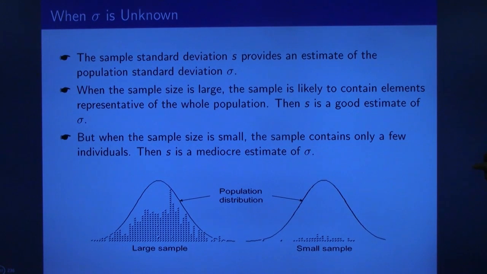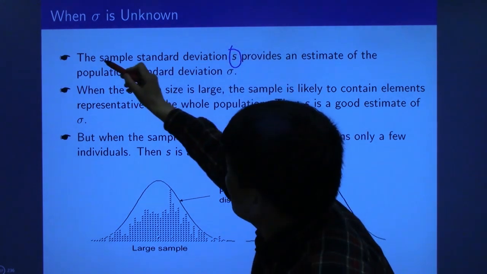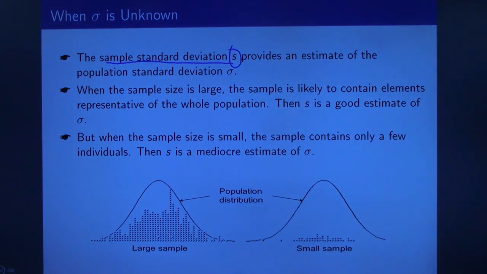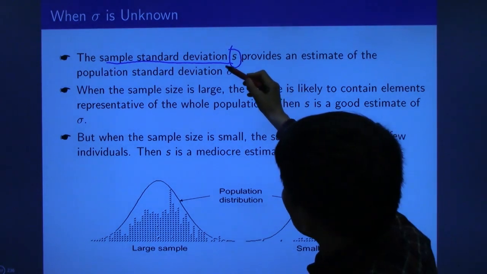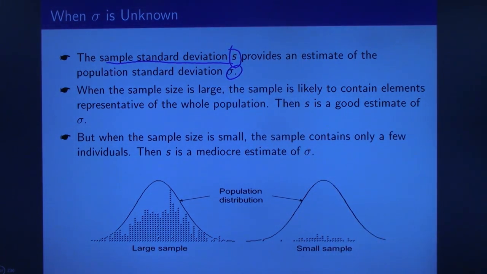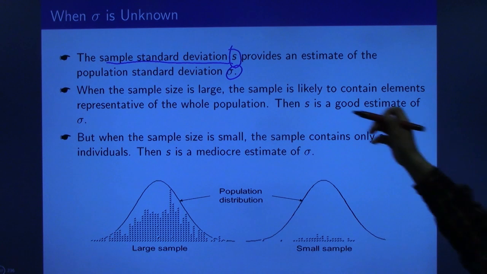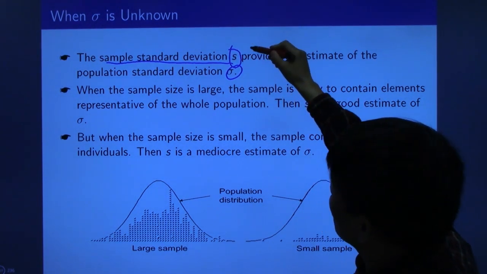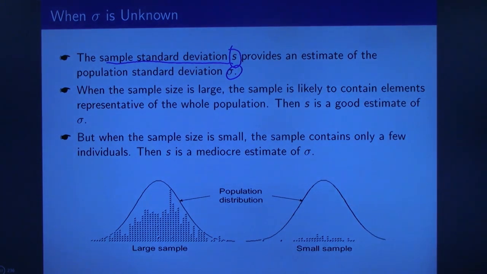When sigma is unknown, meaning the population standard deviation is not known, our method is to use the sample standard deviation to estimate the population standard deviation sigma. Although we don't know the population, we do know the sample. So we can calculate the sample mean, and we can calculate the sample standard deviation. We call this sample standard deviation S, and we are going to use this S to approximate sigma. How good is this estimation?